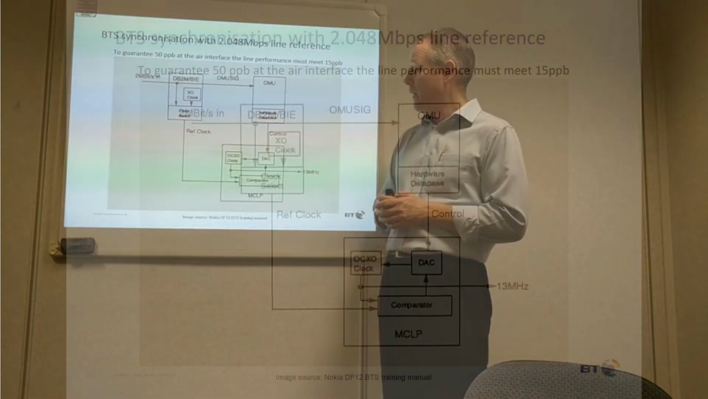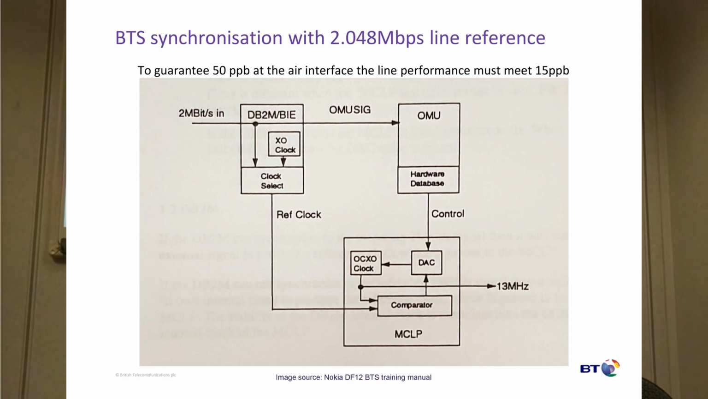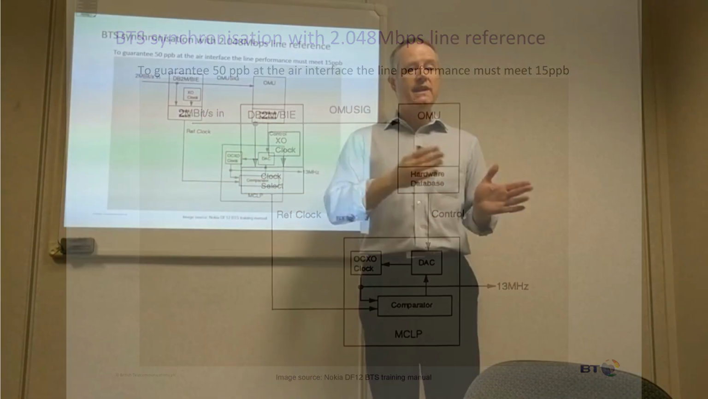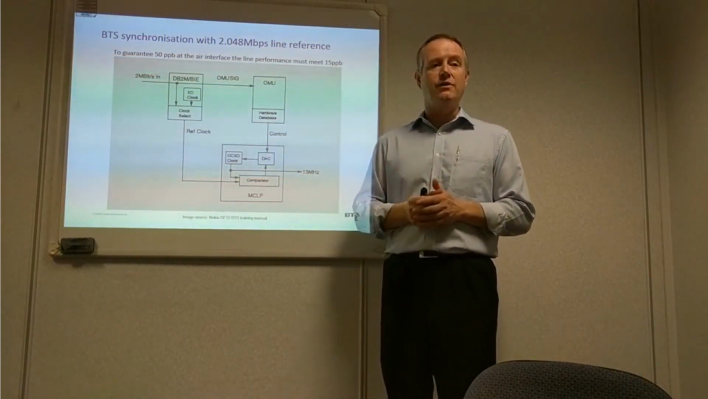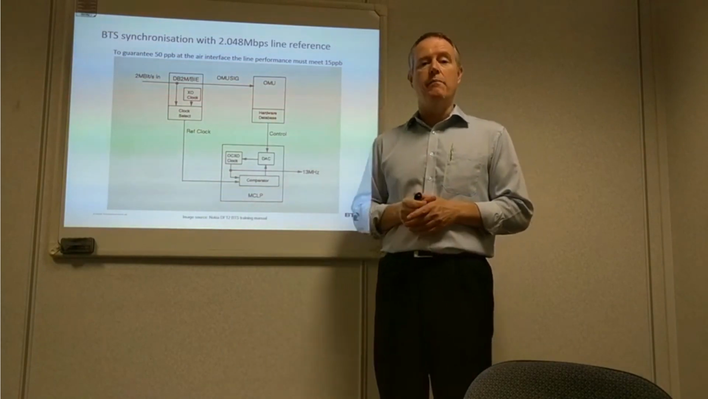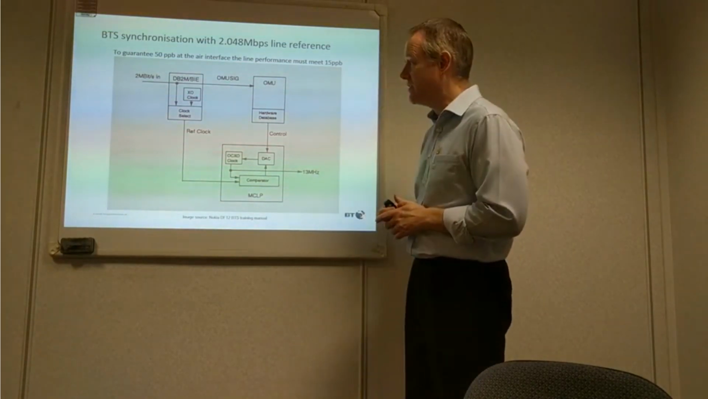So here we see now a diagram of that MCLP based card. Now the specification for the radio interface is 50 parts per billion, but to maintain 50 parts per billion on the radio interface we need an incoming reference that's accurate to 15 parts per billion, and that allows some budget for movement within the base station itself.